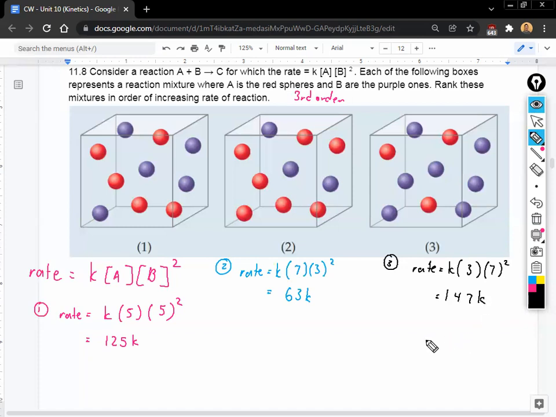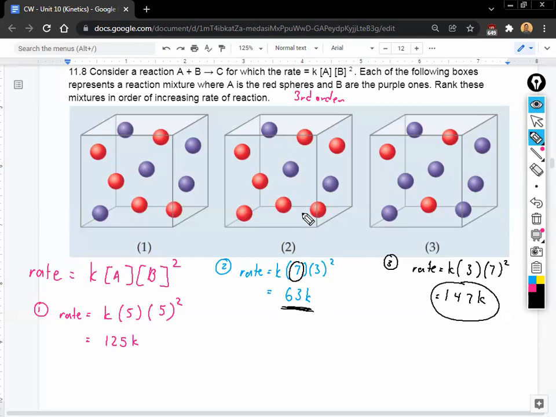Okay, so which one of these has the greatest rate of reaction? Yeah, 3 is going to have the greatest rate of reaction. Now, the reason we're going over this is so that you can see how the rate of the reaction is affected by the exponents. If you notice here, we had a lot of A, right? We had 7 for the concentration of A, but it doesn't change the rate of reaction as much. Why? Because it doesn't have an exponent, right?